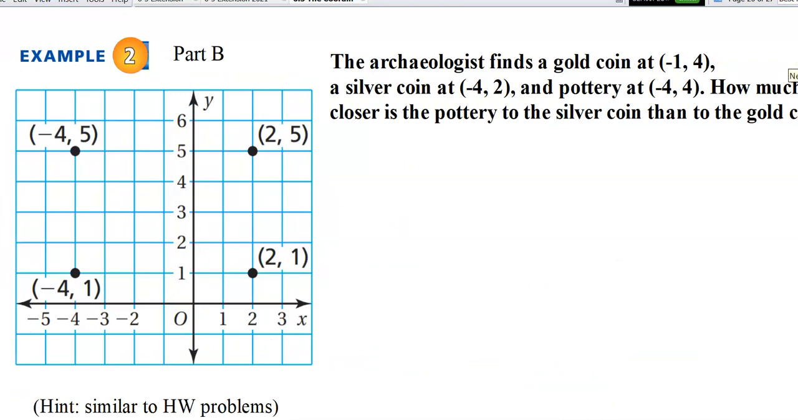So now let's look at a question that's a little bit different. So let's say you find gold. You find a gold coin at (-1, 0).